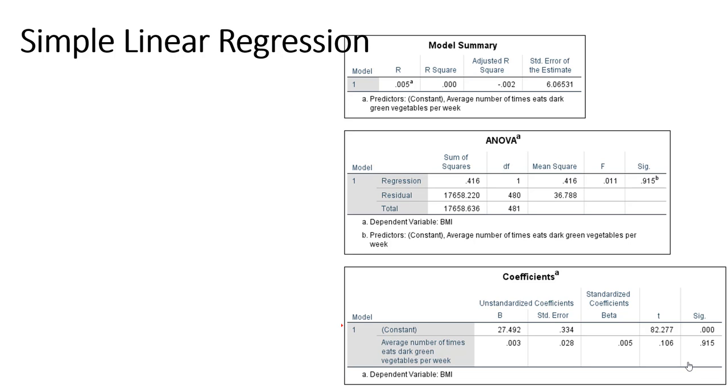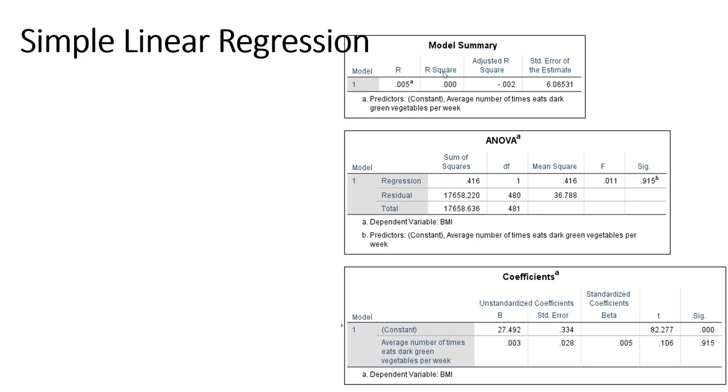The model fit can be ascertained from the model summary table. This table reveals the model R-squared value, which ranges from 0 to 1 and depicts the level of association between the two variables. As shown, the test did not produce evidence that green vegetable consumption explains BMI. As you can see, the R-squared value is 0.000, which means the two variables are completely uncorrelated. The ANOVA table shows the same thing with a significance value of 0.915 indicating no association.